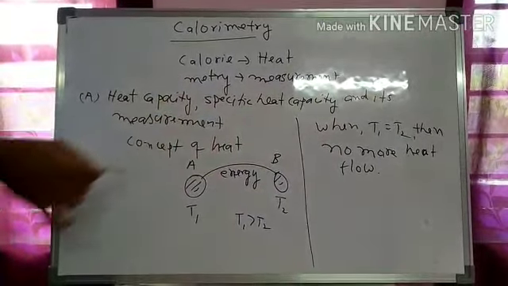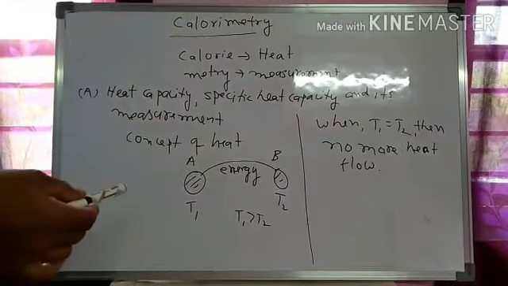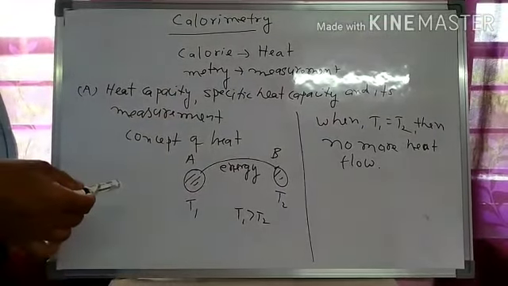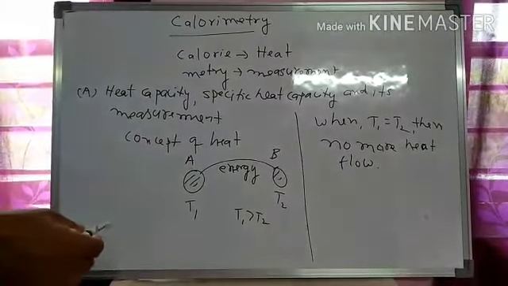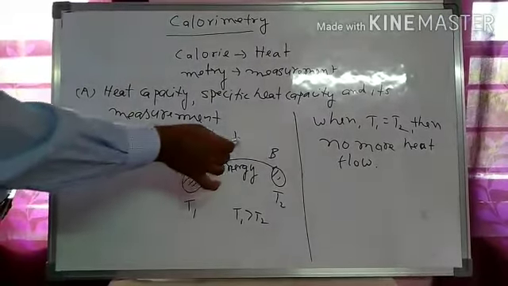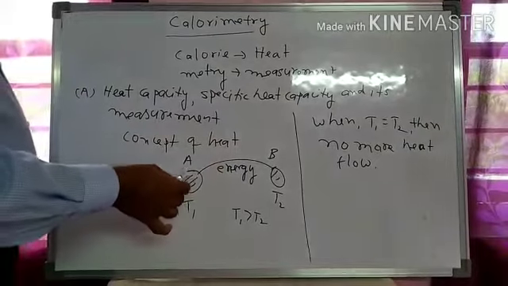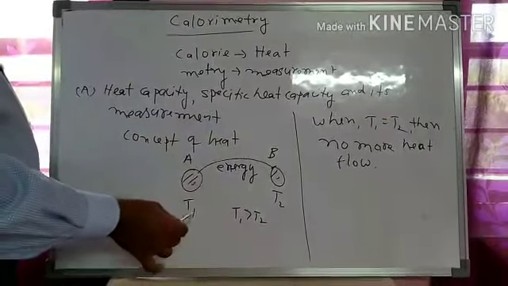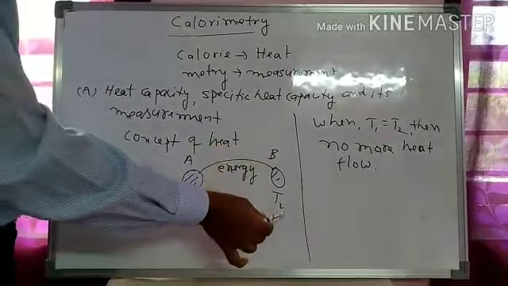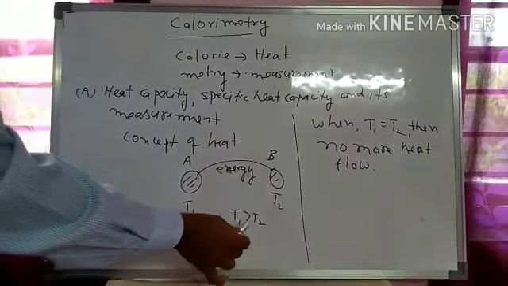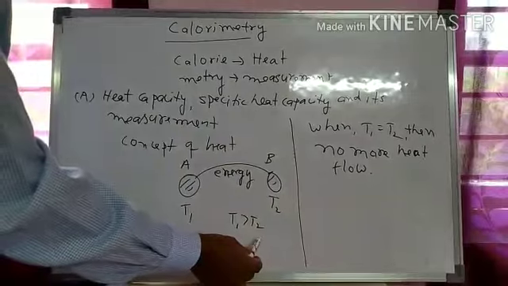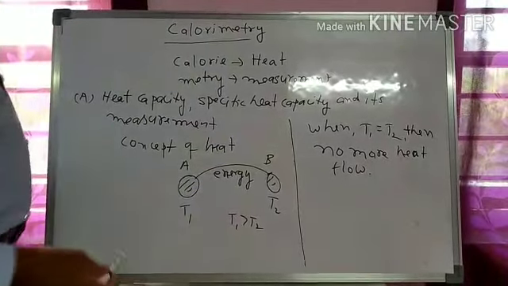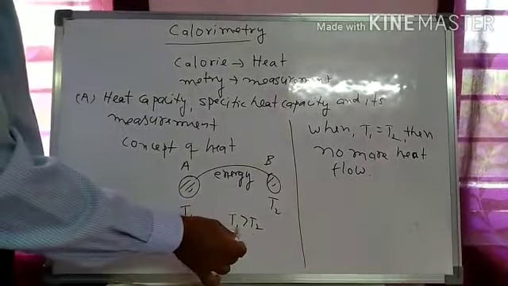Now in order to have ideas of heat capacity, specific heat capacity and for measuring it, we must have an idea of the concept of heat. So, concept of heat. Now two bodies are there, body A which is at temperature T1, body B which is at temperature T2. We consider that T1 is greater than T2. We can consider it the other way also, T2 greater than T1, but for this case, I am considering T1 is greater than T2.